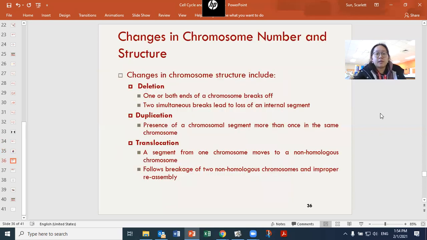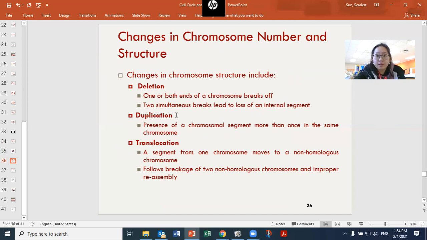So simply, changes in chromosome number and structure are easy ways to recognize mutations and causes of cancer, or basically going through the cell cycle too many times. So there are types of mutations like deletions that affect chromosome structure by making a part of a chromosome deleted or disappeared and no longer there. So a gene is gone.